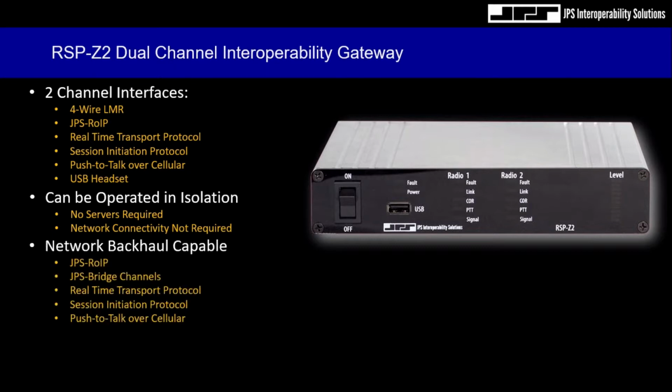These backhaul capabilities, again, include JPS RoIP, JPS bridging channels, RTP, SIP, and many of the push-to-talk over cellular solutions on the market. Several of our webcasts featured some sort of distributed communications using the various transport protocols that are contained in the family of Z products. Network transport of communications is really key to what we do here at JPS, and a lot of our products utilize these transport methodologies.